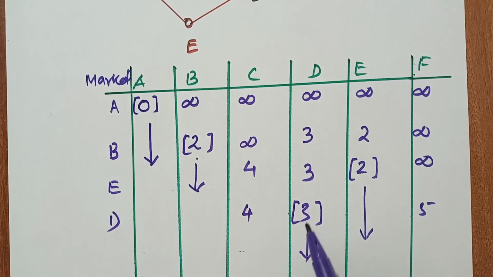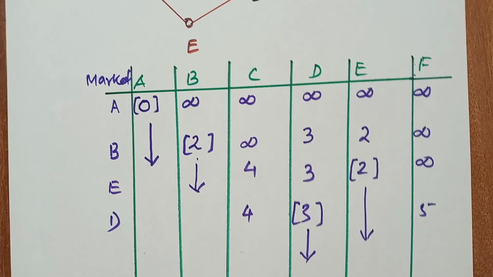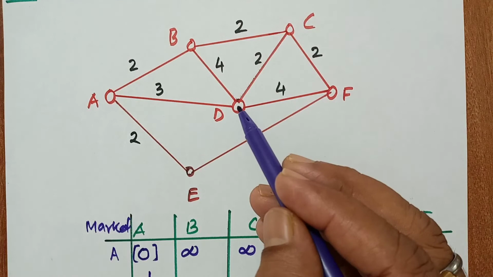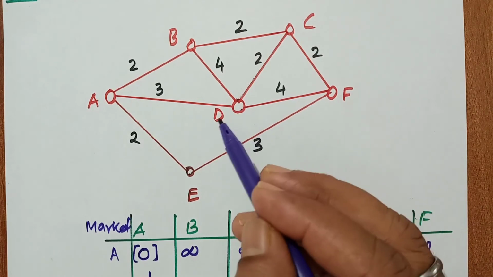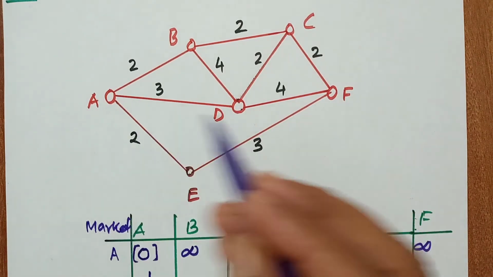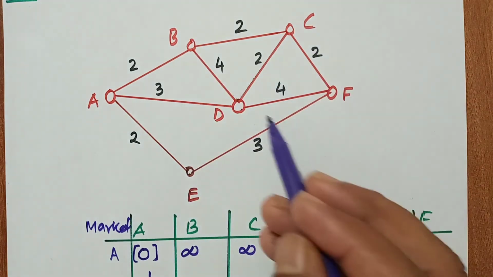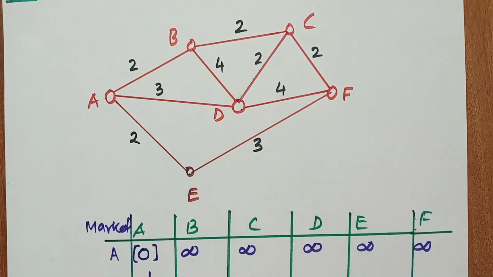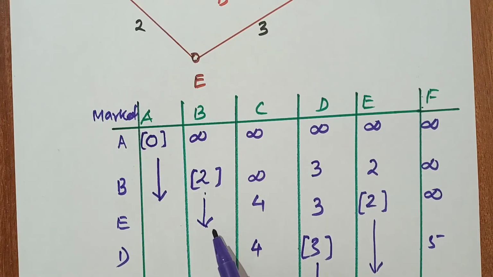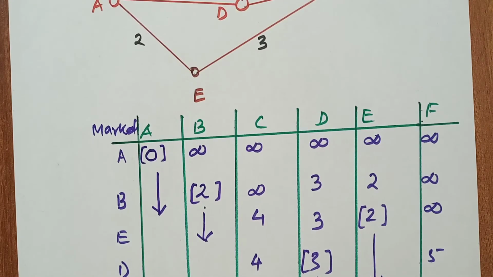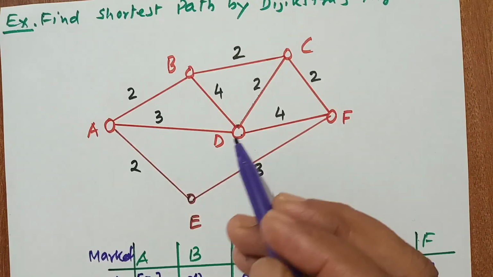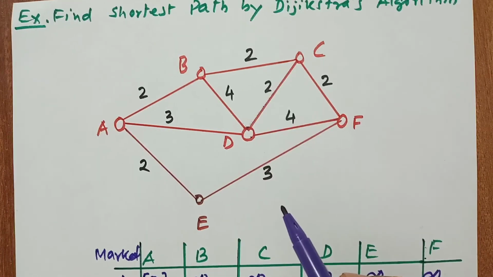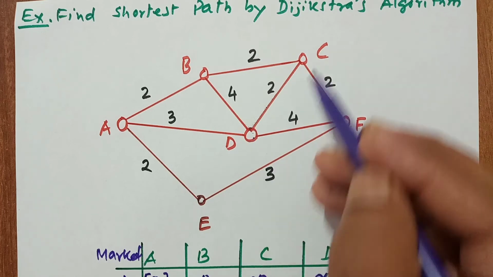Now the minimum value is D, so you see carefully D. Where is D? Here D. How many vertices are connected to D? Here A, B, C and F. Since A is marked, no need to touch A. Similarly, B is marked, so no need to touch it. Now C and F. The connections of D are C and F, so only we will see C and F very carefully.